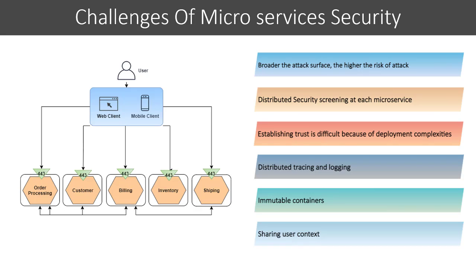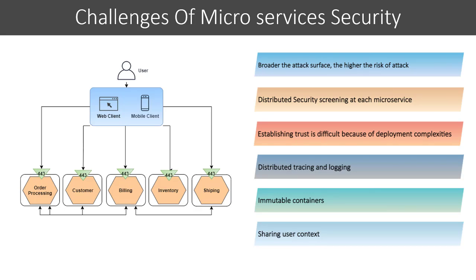So what does it mean? In a monolith application, all of the components were running in the same process, so they interact within the same process. But now each microservice is independent and communicates with each other over remote calls. Also, our monolith application had only a couple of entry points. Now we have a large number of entry points, which significantly broadens the attack surface and increases the risk of attacks.